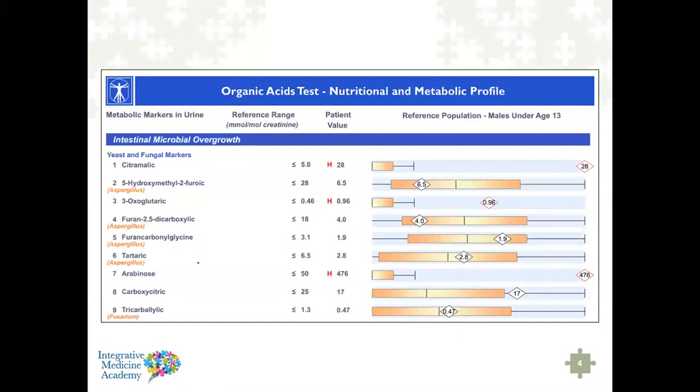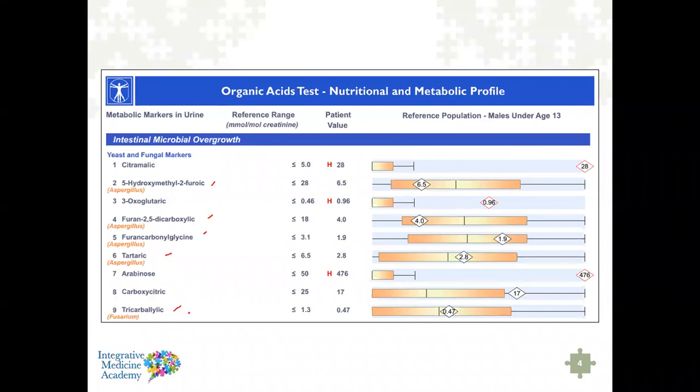So on page 1 of the organic acid test, under the yeast and fungal markers, we've got 9 markers. 4 of them are related to Aspergillus mold exposure, where the Aspergillus is colonizing the digestive system, and then we're getting an expression of these organic acids that are accumulating in the body and then being excreted in the urine as a representative of what's happening in the gut. And so that would be markers 2, 4, 5, and 6.